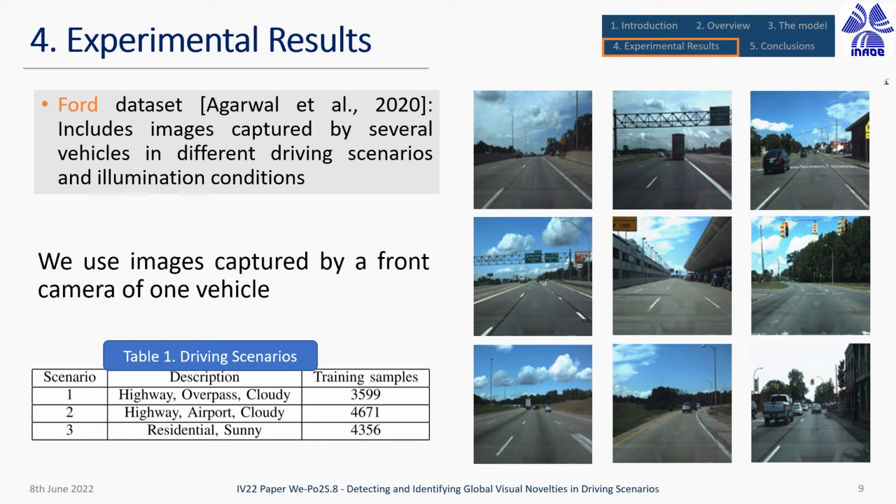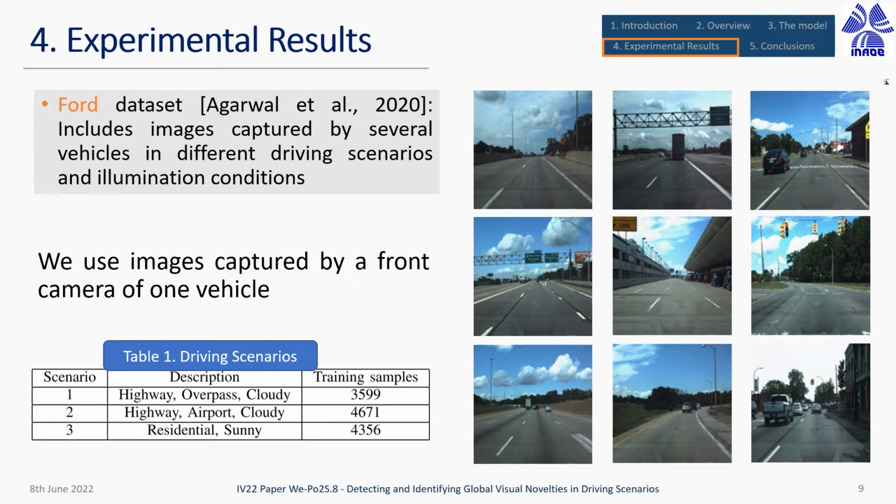Experimental results. We use the 4 dataset that includes images captured by several vehicles in different driving scenarios. 3 scenarios of normality are considered for experimentation. Table 1 shows the general description, and the figures on the right side show visual examples of this scenario.